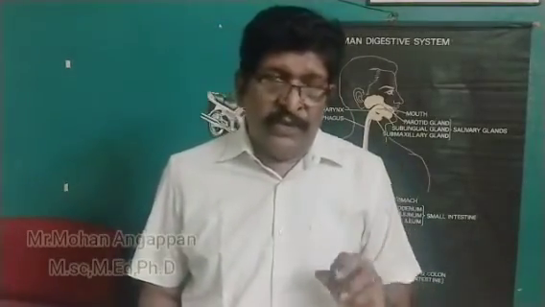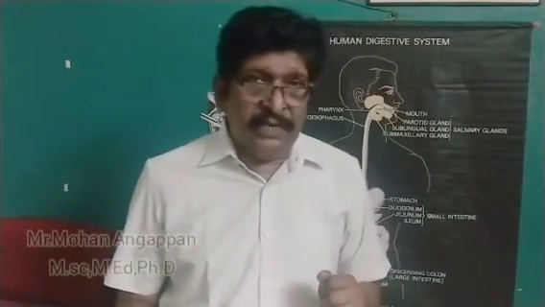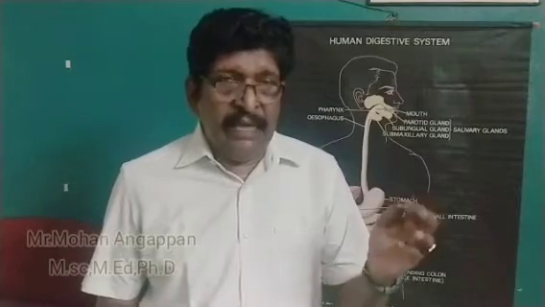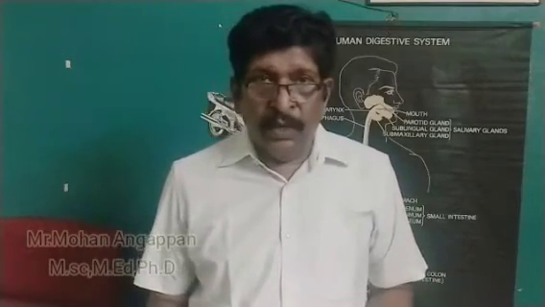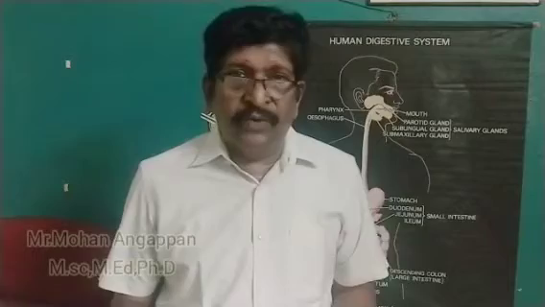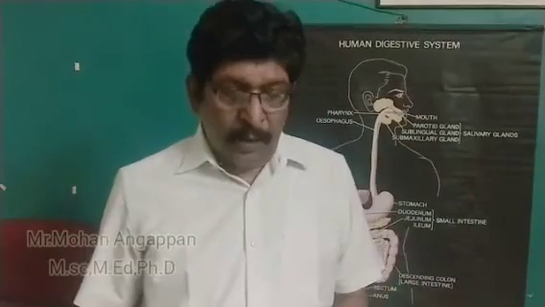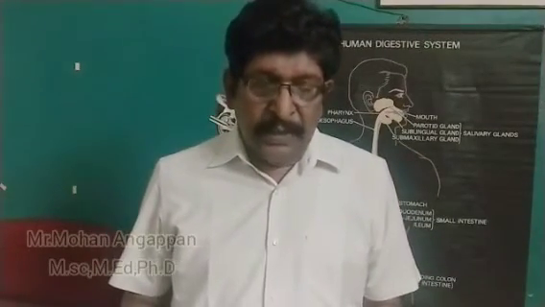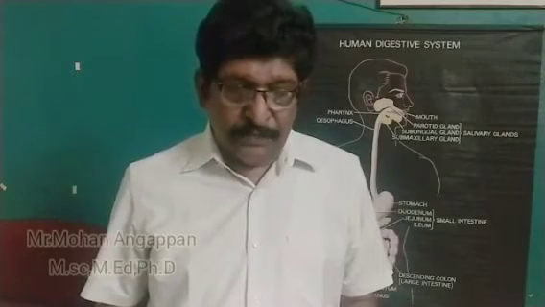So these are all about the structure we find in the digestive system, alimentary canal and the accessory digestive glands. In the next coming video, let us see the mechanism of digestion. Now we shall move on to the mechanism of digestion.